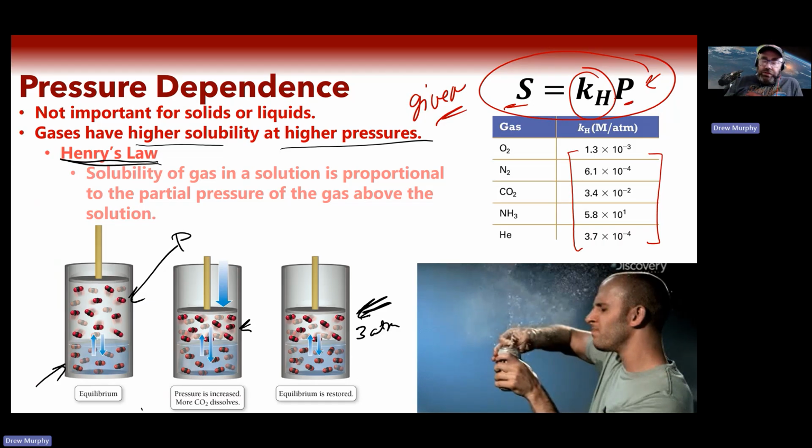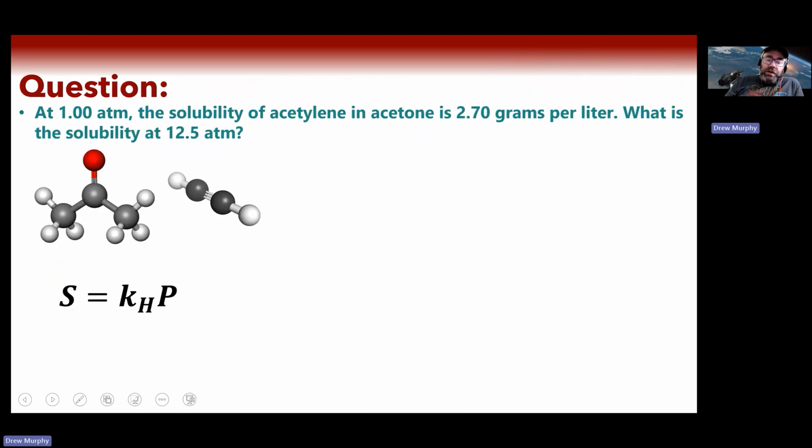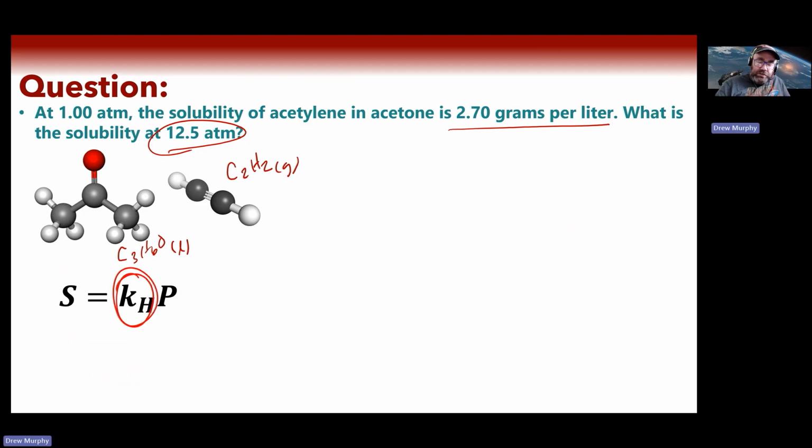All right, so let's see how this would work. Let's say we have at 1 atmosphere solubility of acetylene and acetone. So this is acetylene, C2H2. We don't really need to know this. And then this guy over here is acetone, C3H6O. Okay, and this is a liquid and this is a gas. So we're dissolving the acetylene in the acetone. And we know that the solubility of acetylene and acetone at 1 atmosphere is 2.7 grams per liter. And what is the solubility at 12.5? Notice we're not told what the Henry's law constant is.